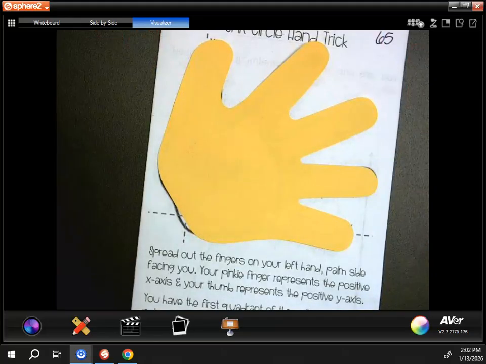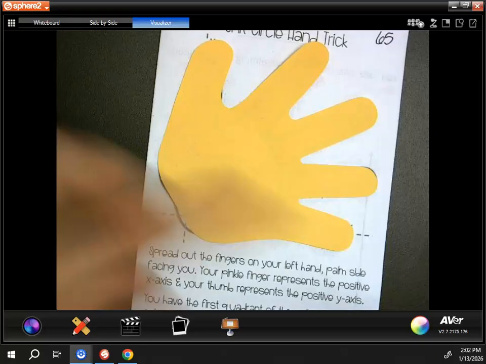Yeah, just put it back there. Yeah, you can see a little bit of mine.